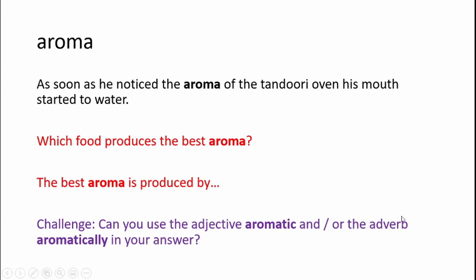And as a challenge down here, is try and use that adjective aromatic. So that would describe a noun. So you might describe an aromatic type of food, or an adverb aromatically. So you might have to say how the food entered the room or something like that. So I'll pause and let you do that one.